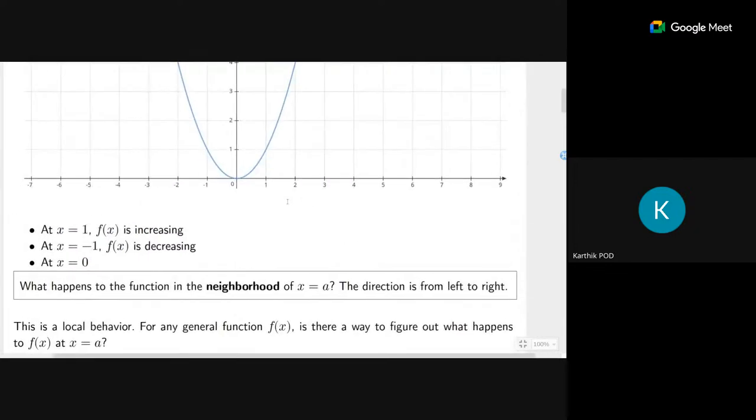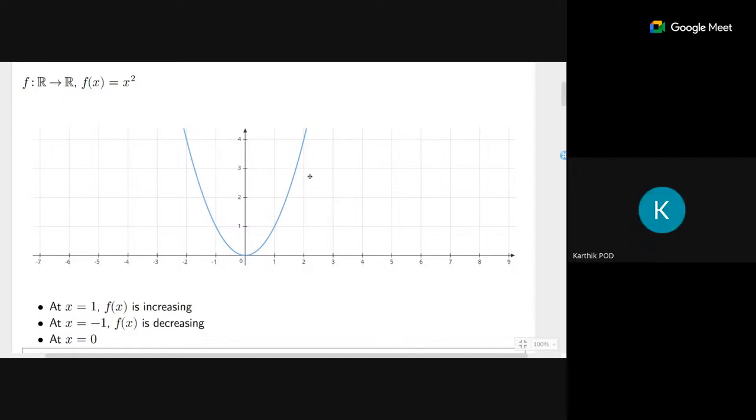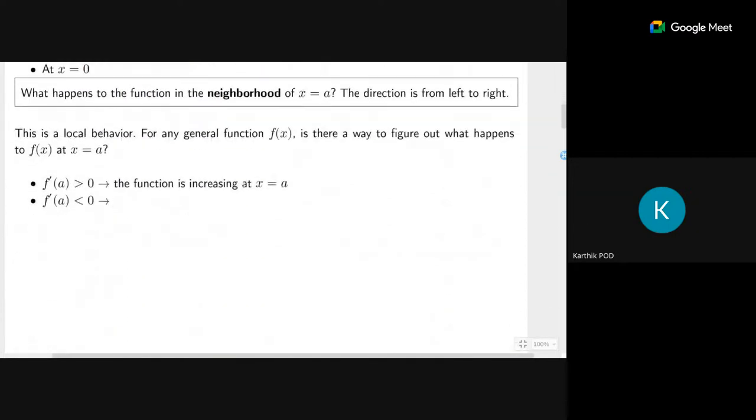If, for example, here f dash of 2 is equal to what? 4. In this case? 4, right? f dash of 2 is 4. So 4 is greater than 0, it's increasing. Okay, even without looking at the graph, you can conclude that the function is increasing or decreasing by looking at the derivative at that point. Okay, so the function is decreasing if f dash of a is less than 0.